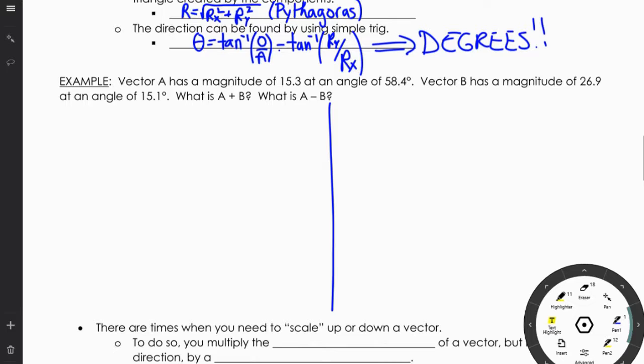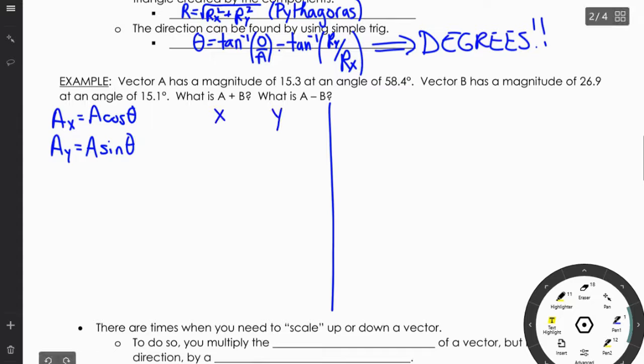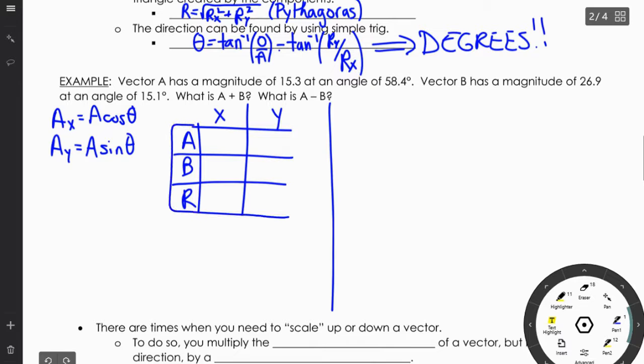So the way I really learned this, we're going to use AX equals A cosine theta, AY equals A sine theta. First thing we need to do is break these vectors down. And so I just learned organization. I just find it's best if I organize myself into a small little chart here.